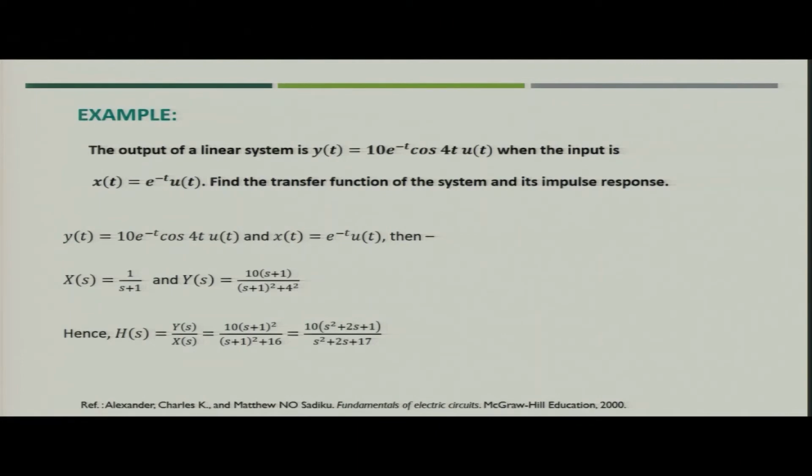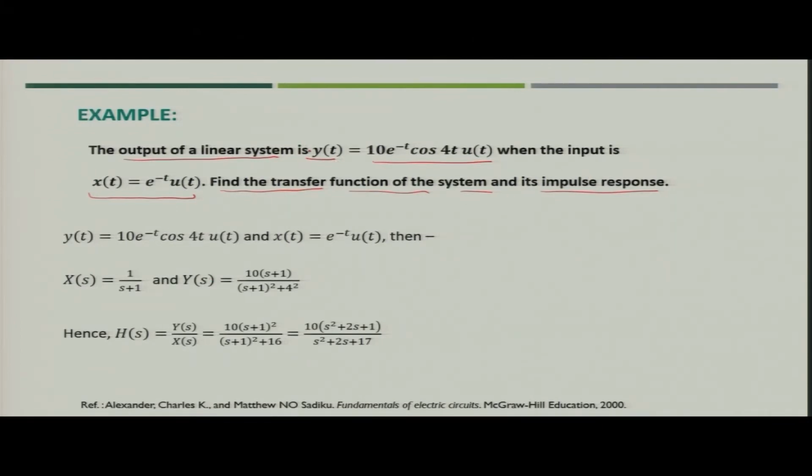Let us take the first example. In this case, the output of a linear system is y(t), given as 10 e^(-t) cos 4t u(t), and the input given is x(t) equal to e^(-t) u(t). Now, what we have to do? We have to find the transfer function of the system and its impulse response. The transfer function you can find with the help of S domain analysis.